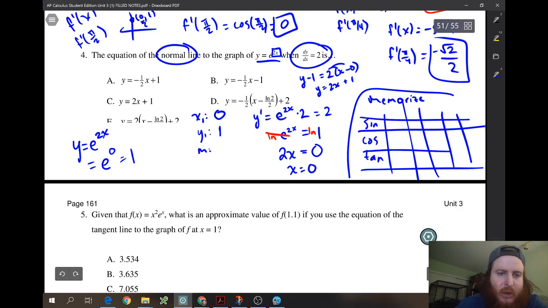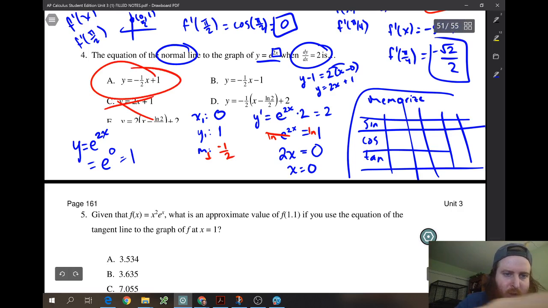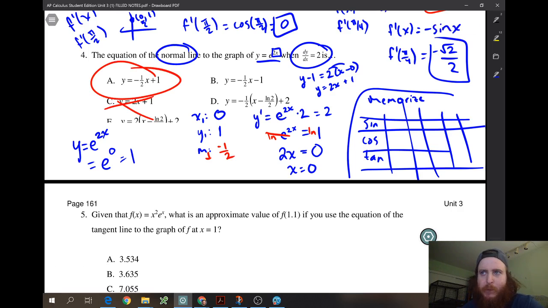The x1 and the y1 are always the same for normal line and tangent line. So this just wasn't m, it was m perpendicular. So instead of 2, we're going to use negative 1/2. So c was a good distractor, but a is the right choice because that has the perpendicular slope.